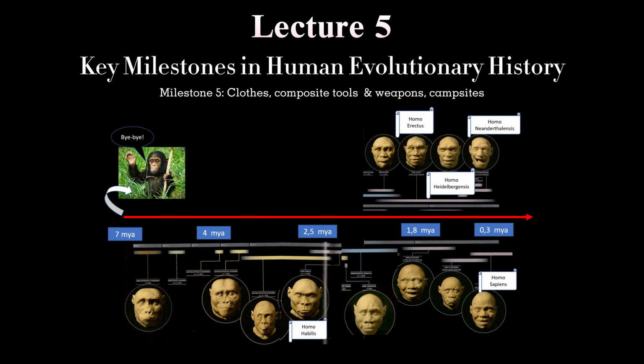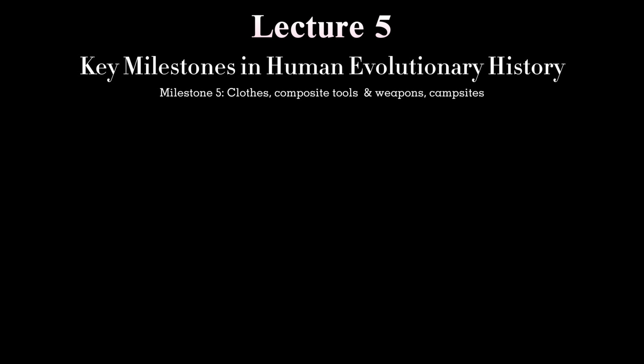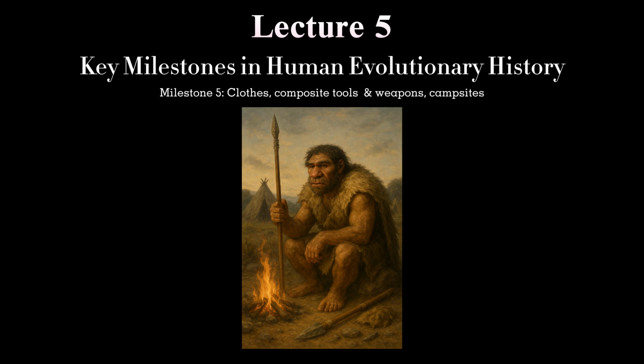These behaviors appeared from 400,000 years ago, with huts at 400,000 years, javelins at 350,000 years, hide processing tools at 300,000 years, and composite weapons and tools at 150,000 to 100,000 years ago. Yet these innovations too were shared by other hominins, Homo heidelbergensis, Neanderthals, and other species lacking symbolic culture and language. These technologies, though impressive, did not produce speech or human consciousness in these species.